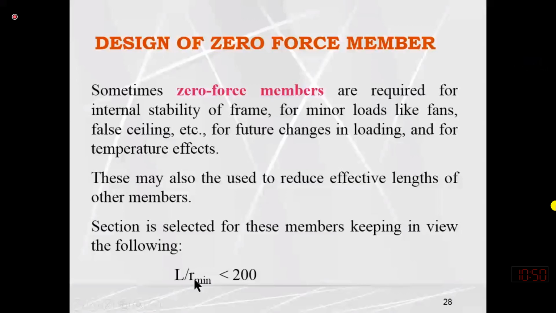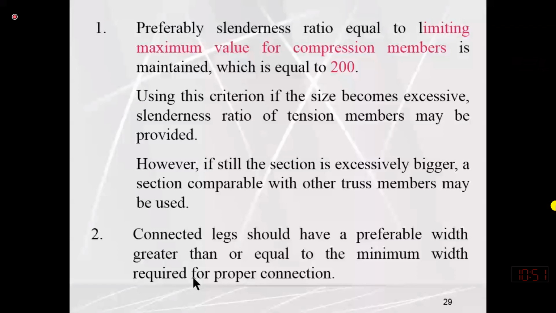In this case, if the selected section is very large and heavy, with a slenderness ratio even higher than the heaviest member in the truss, then what will we do? Preferably, the slenderness ratio should equal the limiting maximum value of 200 for a compression member. Using this criterion, if the size becomes excessive, the slenderness ratio of a tension member may be provided.